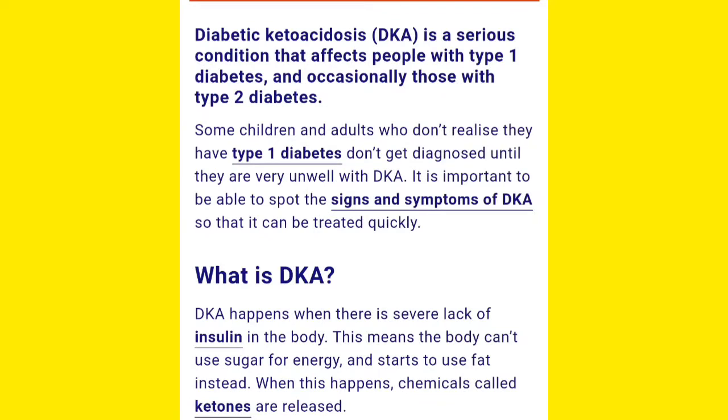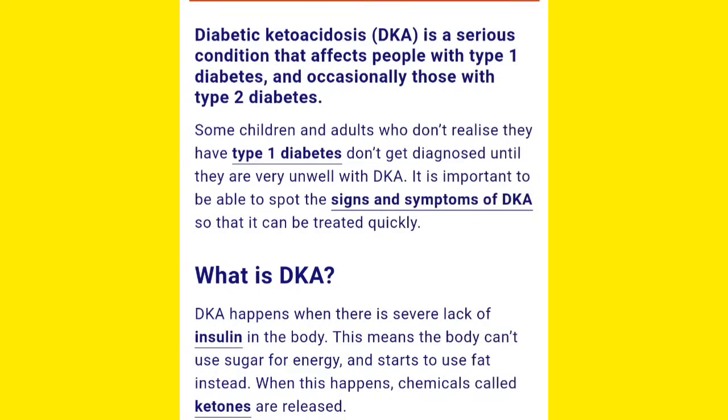Very important, type 1 diabetes. Most commonly found in type 1. It came in several times in NEET PG and FMGE. So remember, type 1 diabetes is mostly common for diabetic ketoacidosis. In short, it is known as DKA. Okay. And another thing, what is DKA?